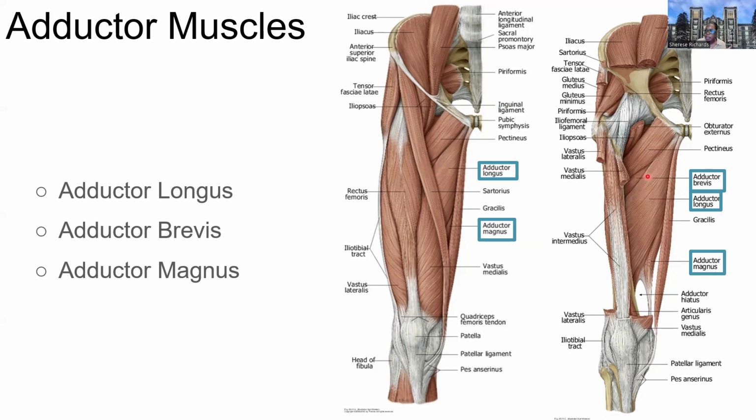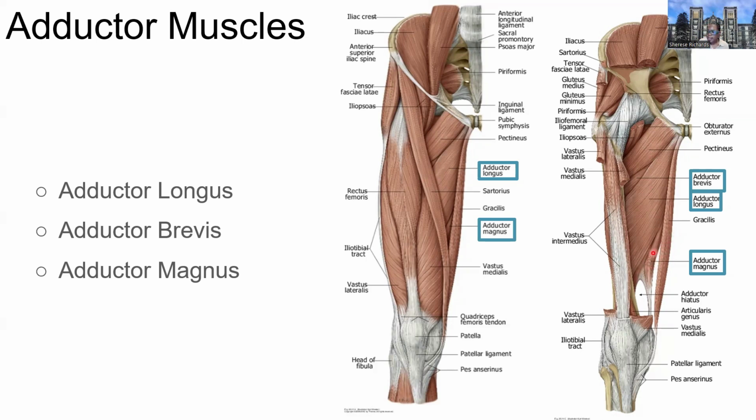Again, brevis means short. Here's a much better view of that now that we've taken off some of the quadriceps muscles and sartorius. Then we have adductor longus and adductor magnus. Adductor magnus being this much bigger muscle behind the adductor longus. So pectineus, adductor brevis, again, very short, very small muscle in between pectineus and adductor longus. And then behind all of these, the much bigger muscle being the adductor magnus.